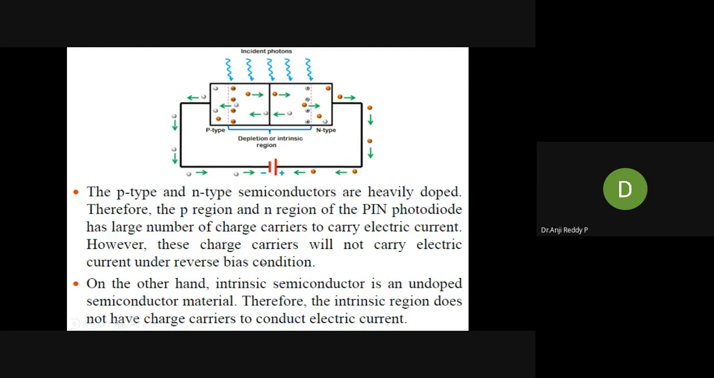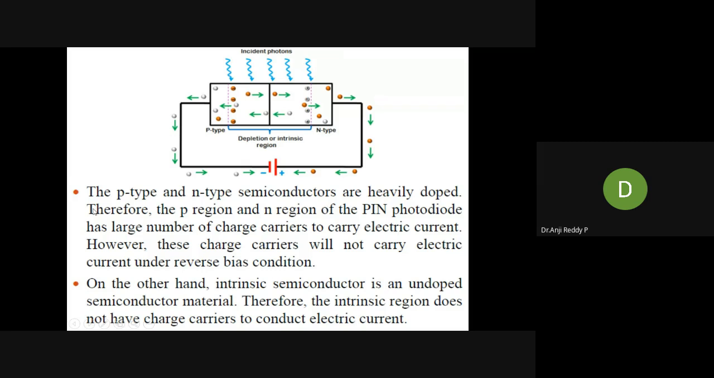But in case of reverse bias, there is no possibility. The negative terminal attracts the holes. The positive terminal attracts the electrons. No charge carrier crosses the junction here. From p type, no charge carrier crosses the junction. From n type, no electrons cross the junction. That means we are not getting any current due to majority carriers here, because it is reverse biased.